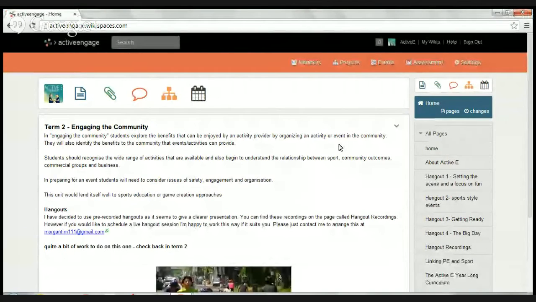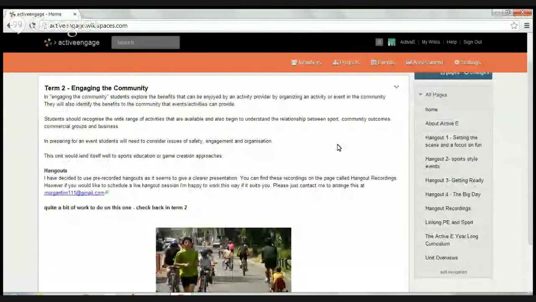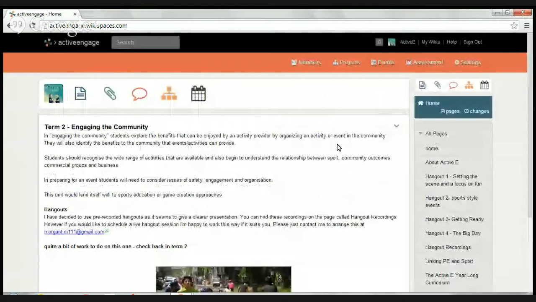Okay, so Active E, or Active Engage, is a new wiki. If you're in Term 1, you looked at Active Participate. What we're going to do is look at running a tournament that reflects some of the thinking from Term 1 around making sure that the event we finally run is something that's wanted and will encourage participation. So the same thinking, but we're going to use games and activities that are a bit more sports-minded.